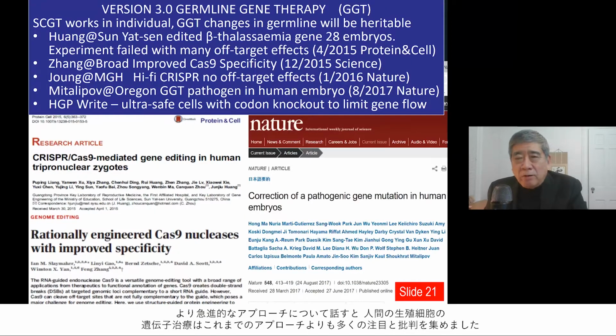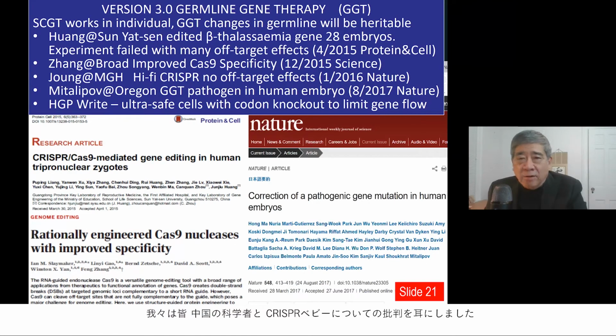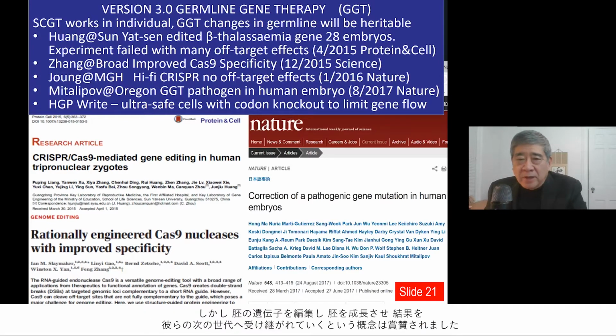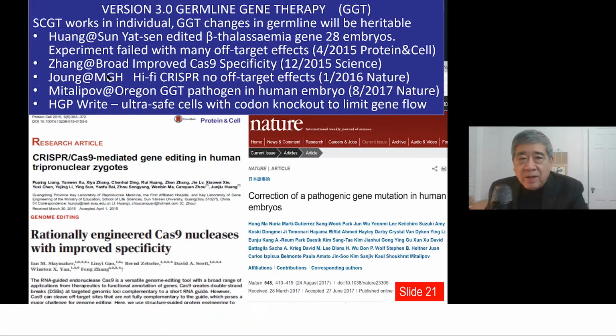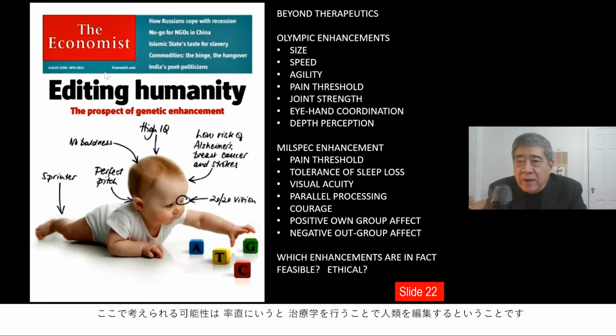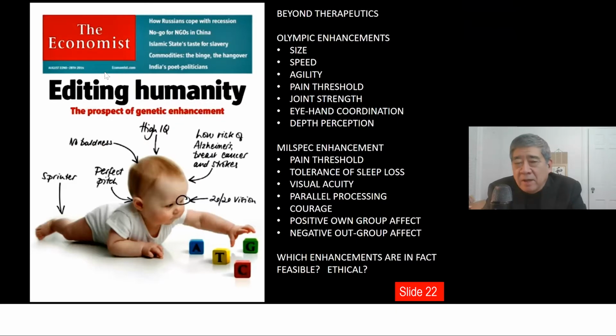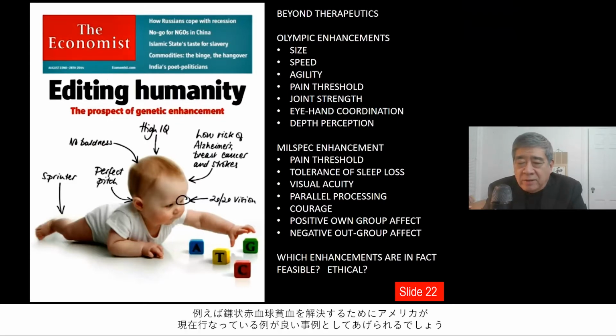Talking about more radical approaches, human germline gene therapies attract much more attention and criticism than the previous approaches. We've all heard of the scientists in China and the CRISPR babies, but the idea of editing the genes of embryos and then growing the embryos with the results passing on to their successive generations. The issues that are raised are complex. The possibility here is, frankly, of editing humanity, doing therapeutics, and there are great examples of that right now in the United States, addressing sickle cell anemia, for example.